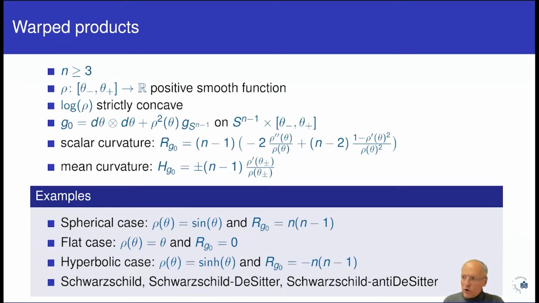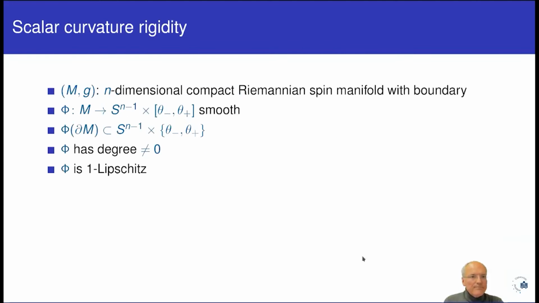So also note that I'm not making any positivity assumption on scalar curvature here. So it's just this strict concavity of the logarithm of rho, which is important. It's not assumed in any way that the scalar curvature is positive. So this hyperbolic case is also very well allowed. All right. And so that's somehow the model spaces.